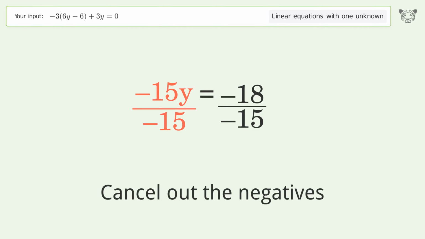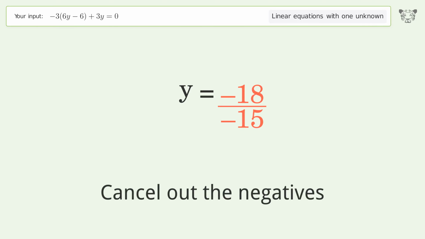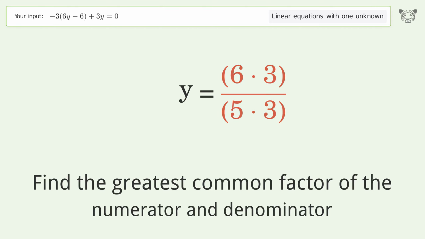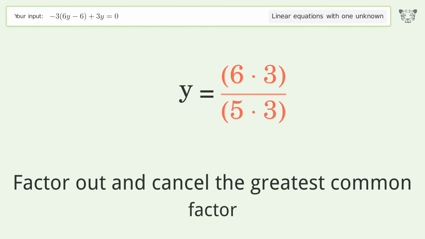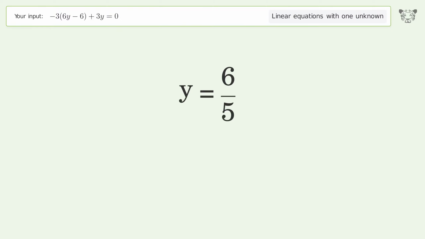Cancel out the negatives. Simplify the fraction. Cancel out the negatives. Find the greatest common factor of the numerator and denominator. Factor out and cancel the greatest common factor. And so the final result is y=6/5.